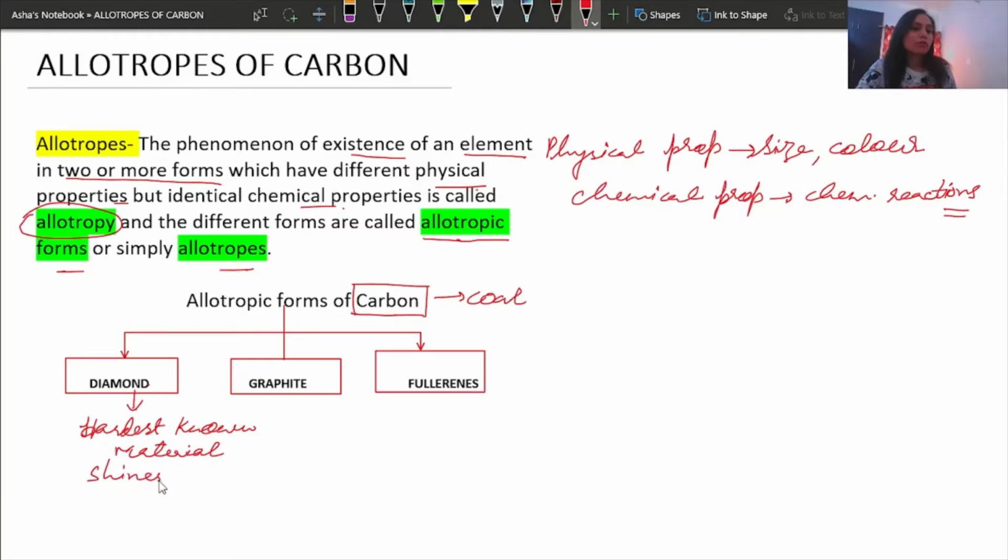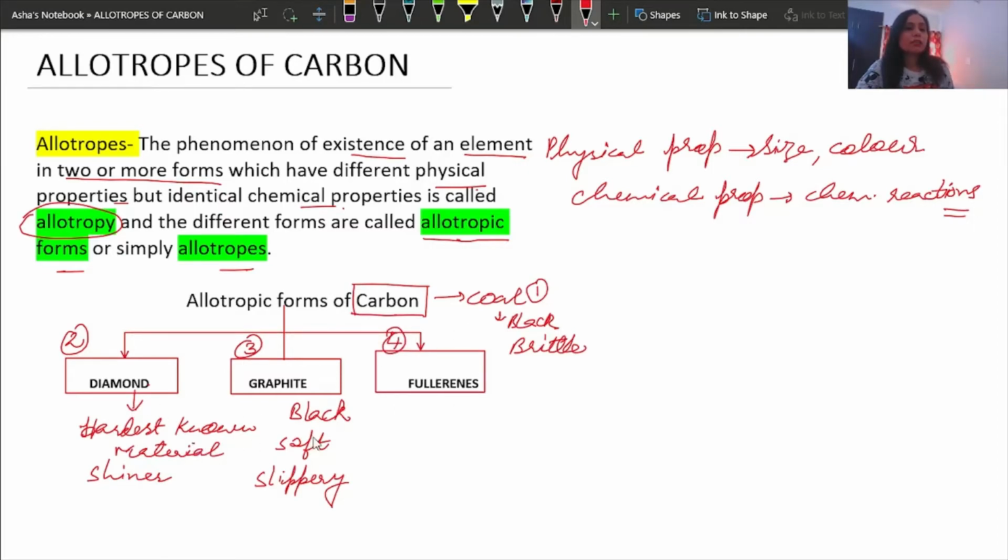But if you see graphite, it is black or grayish in color. It is soft and a little bit slippery also. Fullerenes you have not seen, so I will not discuss them, and you all know that coal is again black and it is very brittle in nature, right? So you are seeing that they all are forms of carbon. Coal, diamond, graphite, fullerenes, they all are forms of carbon, right? But physically they are showing so many differences, right?